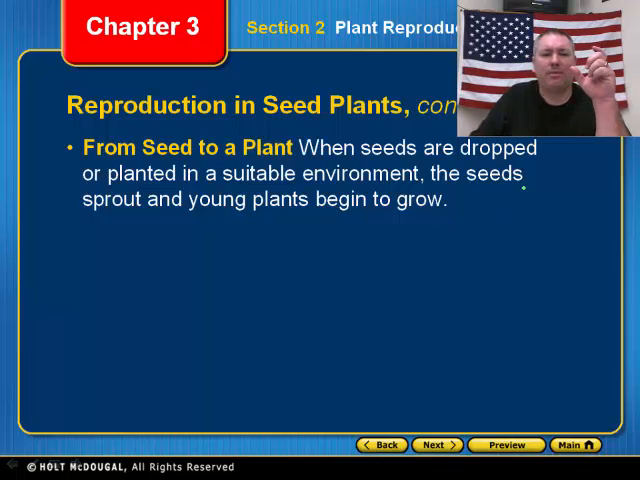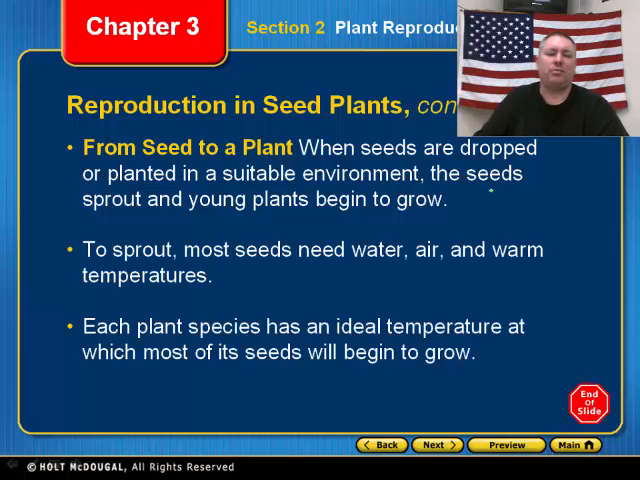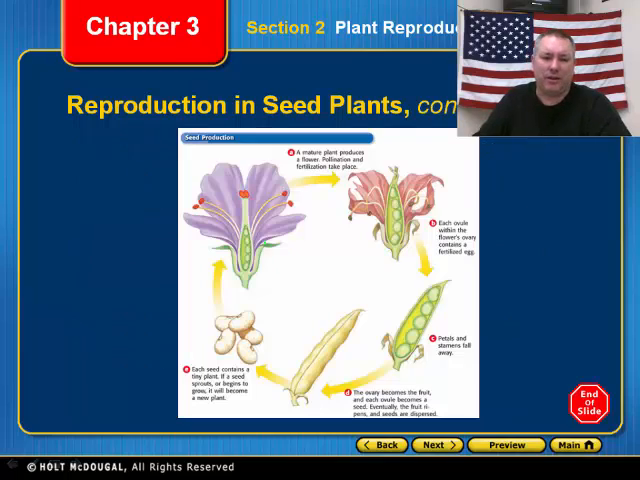All right. From a seed to a plant. So when those seeds are dropped, if they're dropped in a suitable environment, the seeds will then sprout, grow plants, become young plants, and begin to grow. All right, and in the sprout, most seeds need water, air, and warm temperatures. Each plant species has an ideal temperature at which the seeds will grow. So here we go. Here's just the example.